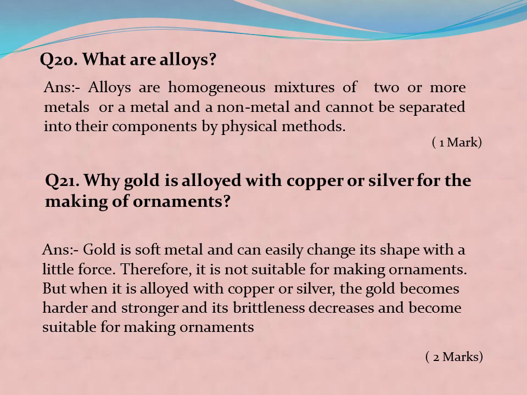Question number 21. Why is gold alloyed with copper or silver for the making of ornaments? Answer: gold is a soft metal and can easily change its shape with a little force. Therefore, it is not suitable for making ornaments. But when it is alloyed with copper or silver, the gold becomes harder and stronger and its brittleness decreases and becomes suitable for making ornaments.